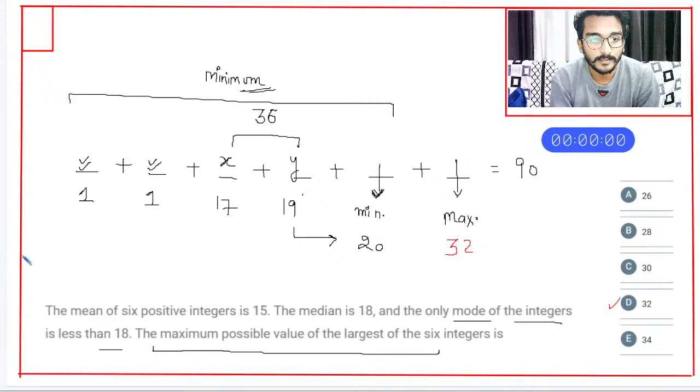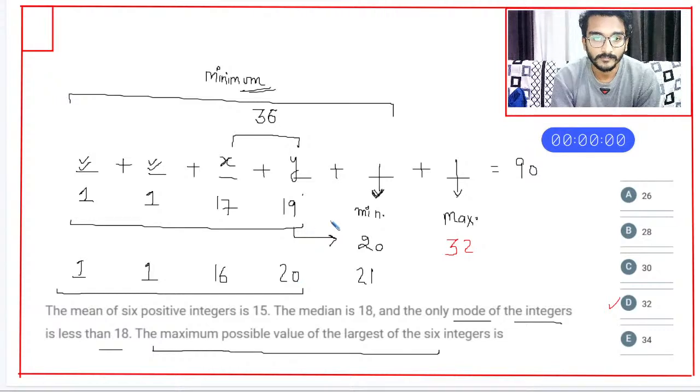Let's check one more case. If I assume these two particular values as 16 and, let's suppose, this is 20, in that case there is no change in that, but this value will be minimum 21. So nothing changes for this particular zone. Their sum is already 36 and 2, 38. But this value increases, so this will reduce, this will become 31. So that's not our maximum value, so the answer is 32.